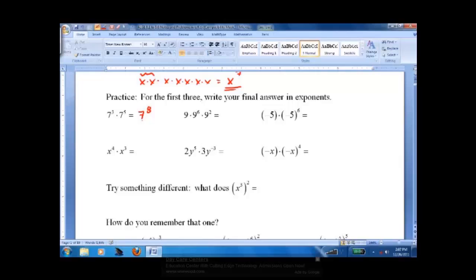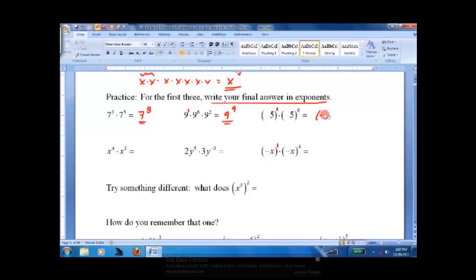7 to the 8th. Always write in your 1, or else you will forget it. I wrote them in for all 3. 6 and 2 is 8, and 1 is 9, so it's 9 to the 9th. And notice it says, write your final answer in exponents, because we could multiply some of these out with the calculator, but there's no need to at this time.